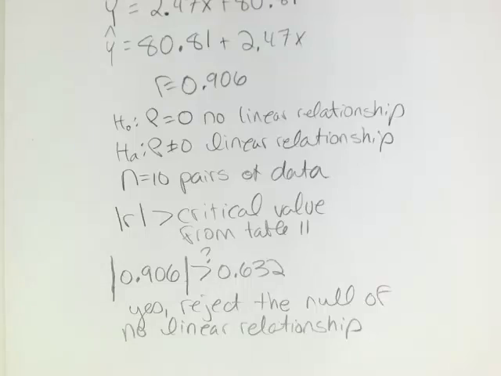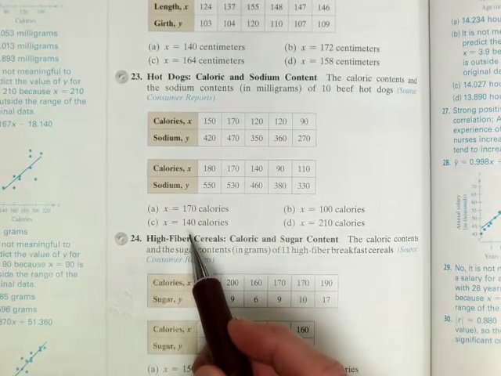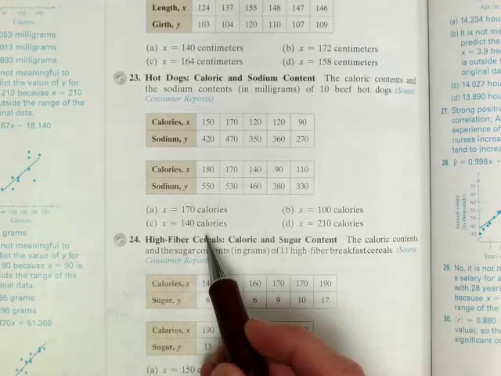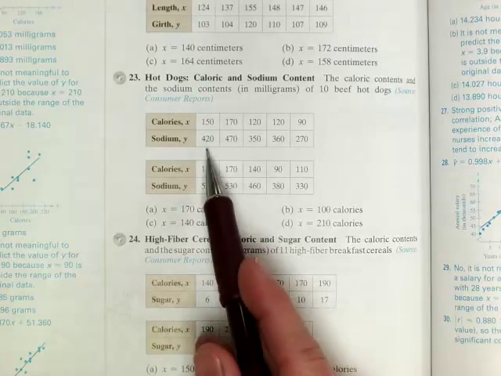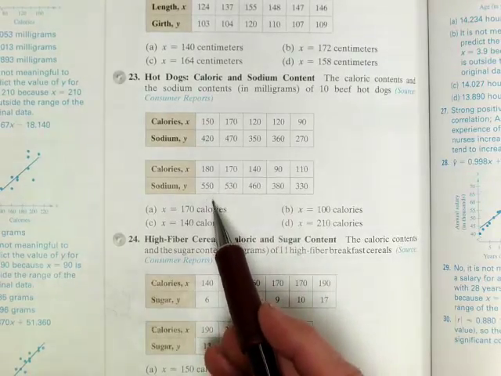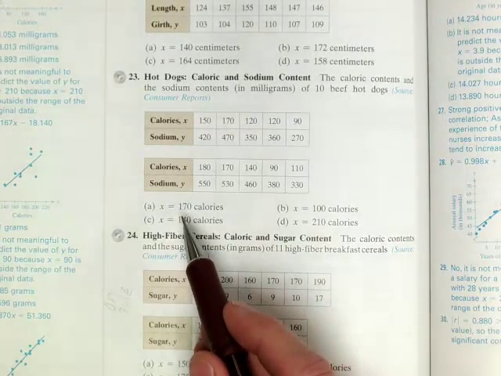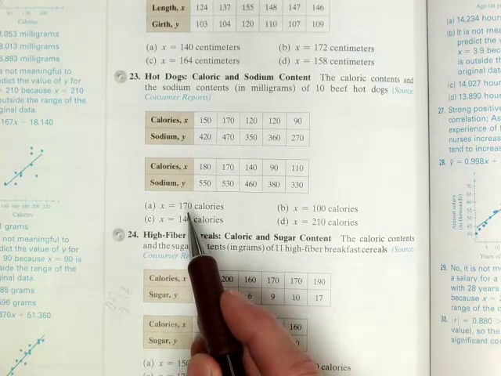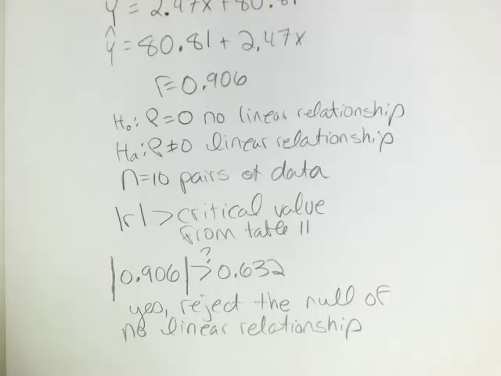So going back to the problem, since R was determined to be significant, we can use the regression equation. If R was not significant, we wouldn't bother finding the regression equation, and the best predicted value for Y would be Y bar, the sample mean for sodium. To answer part A, I won't do all of them, but let's take a look at part A. We want to predict the sodium content for a hot dog that has 170 calories. Let's input that into the regression equation.